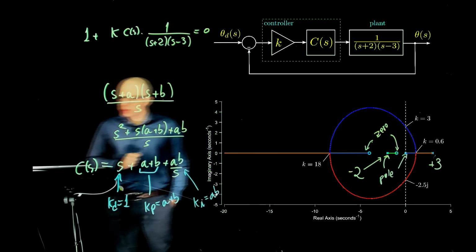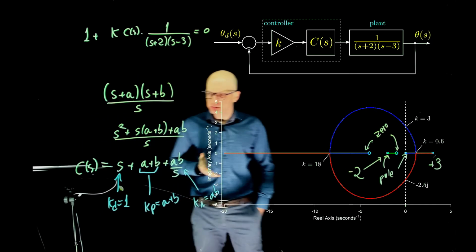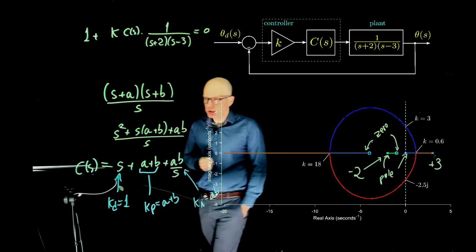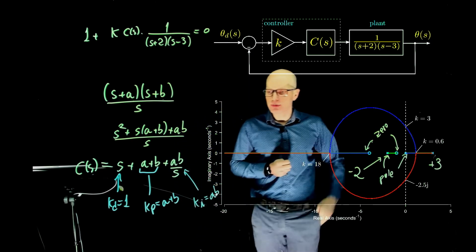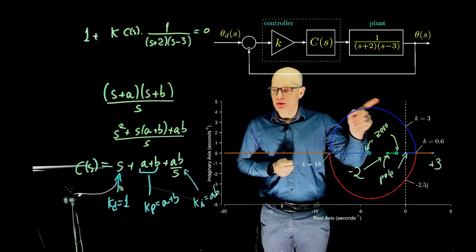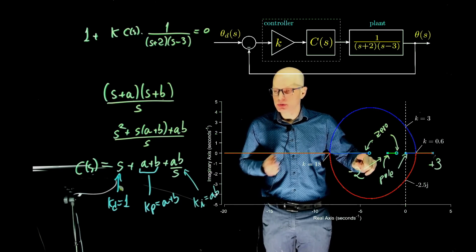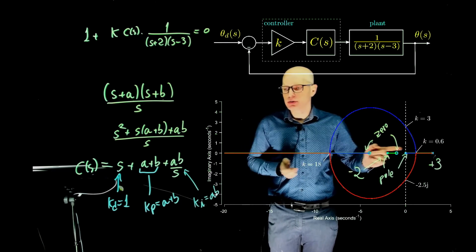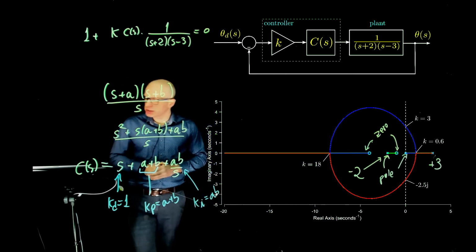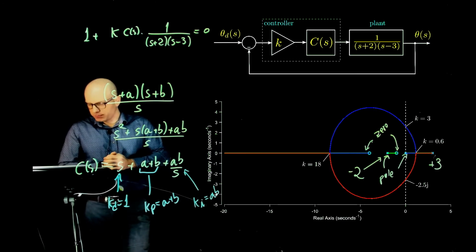Next one is when k tends to infinity, the system is stable. True or false? Yeah, that's true. When k tends to infinity, this pole here will go to negative infinity. It's stable. This pole here is going that way, and to this 0, still stable. This pole goes to that 0, stable. System is stable.